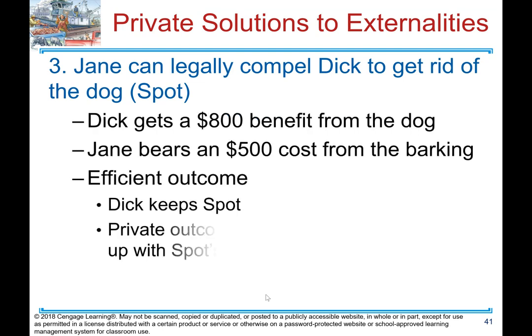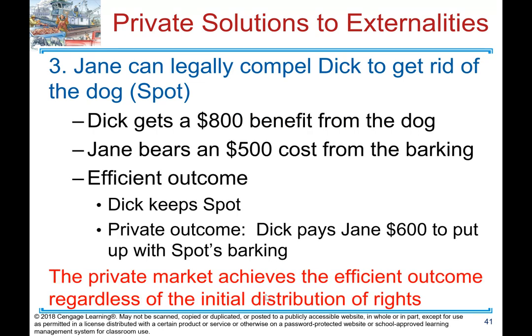Number three: Jane can legally compel Dick to get rid of the dog. Dick gets $800 of benefit from the dog. Jane bears a $500 cost from the barking. Efficient outcome: Dick keeps the dog. Private outcome: Dick pays Jane $600 to put up with Spot's barking. The private market achieves the efficient outcome regardless of the initial distribution of rights.